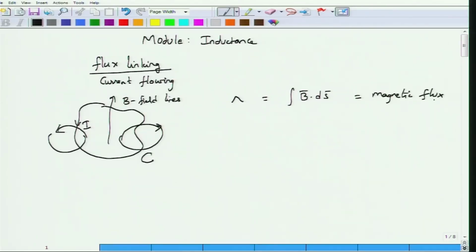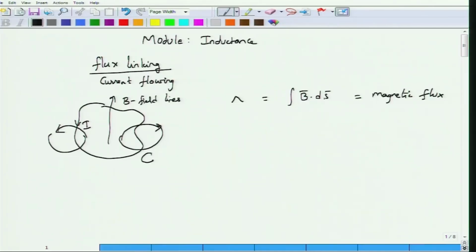In this simple loop example that we have chosen, even the central field lines would actually link to the circuit, or would contribute to the flux linkage. There are certain situations where only partial B fields would actually link to the circuit, and in that case we call it partial flux linkage. In this loop case that we have shown here, the entire B field would actually link.